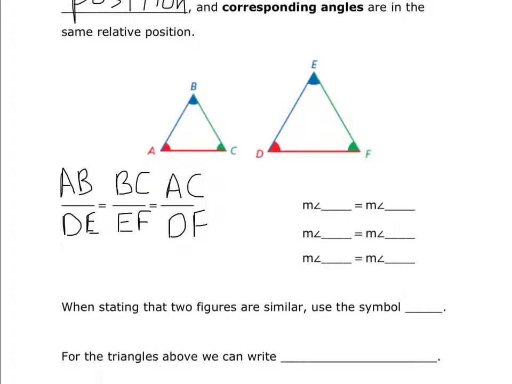Notice the angles would be equal to each other. So angle A would be equal to the measure of angle D. The measure of angle B would equal the measure of angle E. And finally, the measure of angle C would be equal to the measure of angle F. So when you have similar triangles like here, you can set up a proportion of the corresponding sides and the corresponding angles are equal.